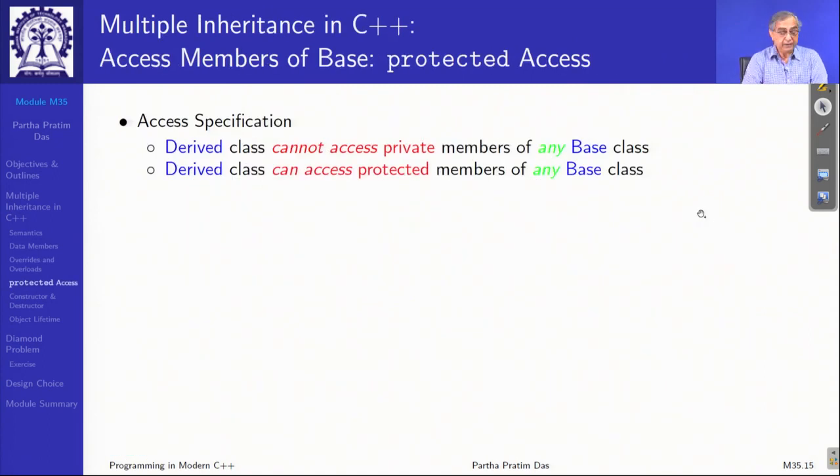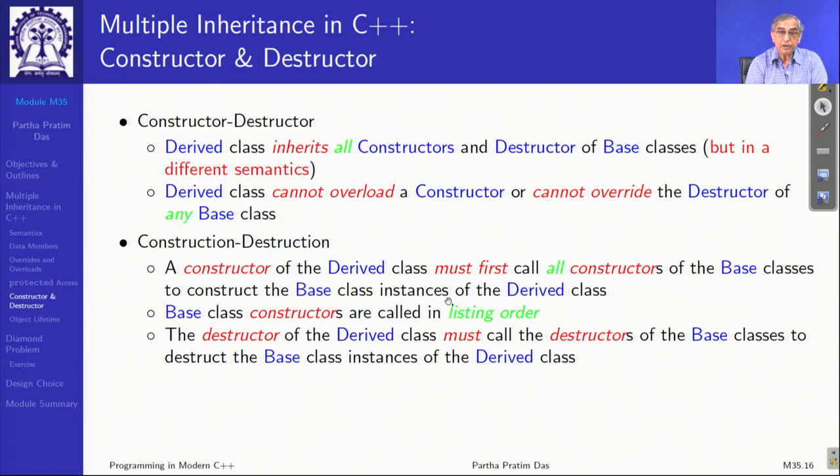Now, in terms of access specification, it is simple that private members of base classes cannot be accessed, protected members can be accessed by the derived class, there is nothing new. In terms of construction and destruction, the derived class will inherit all constructors, it should be able to call all constructors, but it may be in a different semantics because it has to build that object inside its own space. It cannot overload a constructor or override a destructor of any base class, you already understand that.